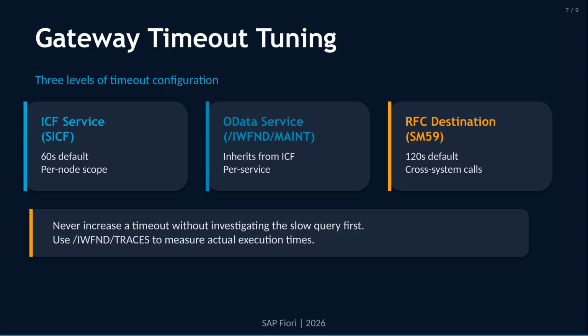Gateway timeouts are the bane of Fiori user experience. The default timeout for the ICF handler is 60 seconds. If your OData call takes 61 seconds, the user sees a generic error with no useful context. You can tune timeouts at 3 levels: the ICF service level in transaction SICF, the OData service level in /IWFND/maint_service, and the HTTP connection level in transaction SM59.